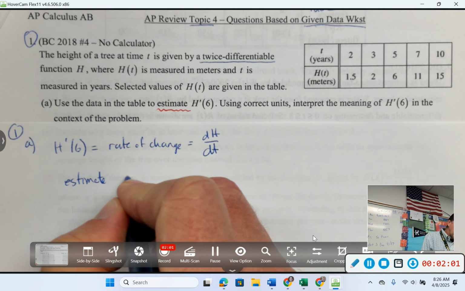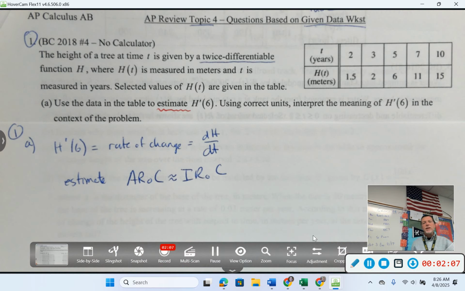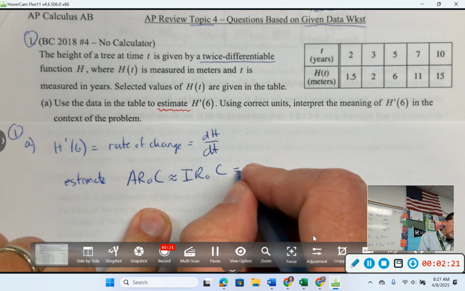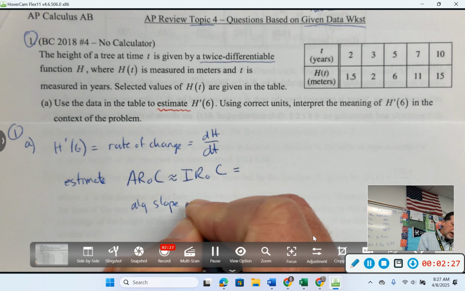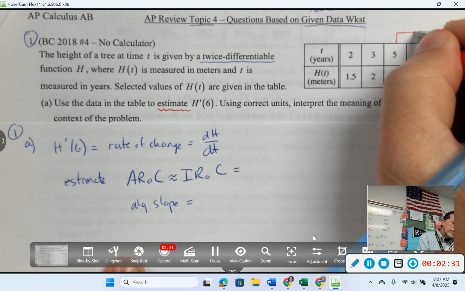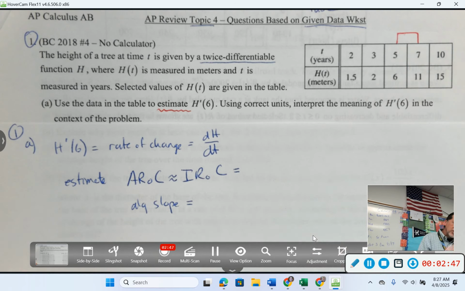And we can estimate because the average rate of change will approximate the instantaneous rate of change. So h prime is the instantaneous rate of change, that's the derivative. We don't have an equation, we don't have a picture, so I can't find that, but I can approximate it with an algebra slope. If we want it at 6, we should probably use 5 and 7. I don't know what they would do if you used different points. If you used 3 and 10 and said that's an approximation, arguably it is, but the best approximation would be using the values closest to 6.